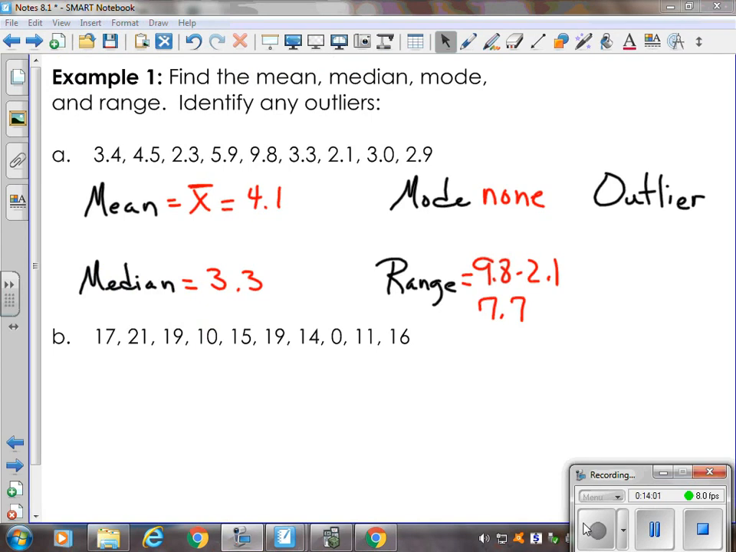All right, so let's check your answers. X bar, or the mean, is 14.2. The median is 15.5. The mode is 19. The range is 21, and 0 is an outlier.